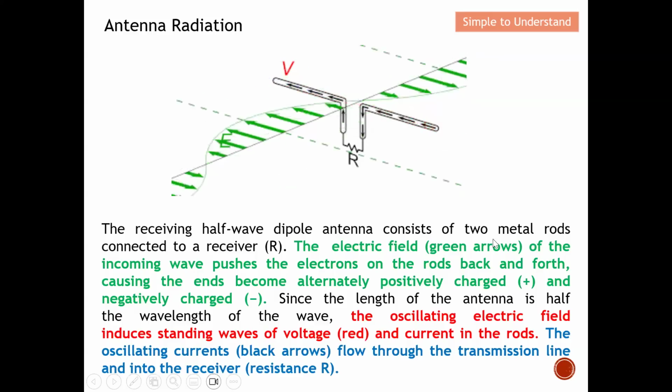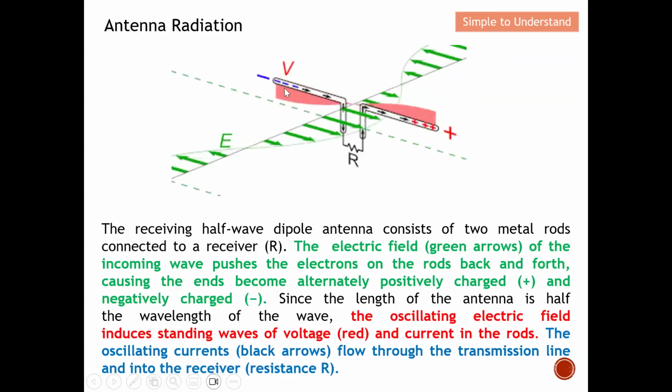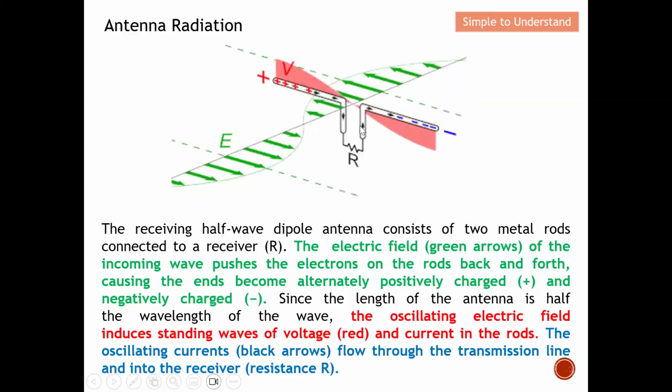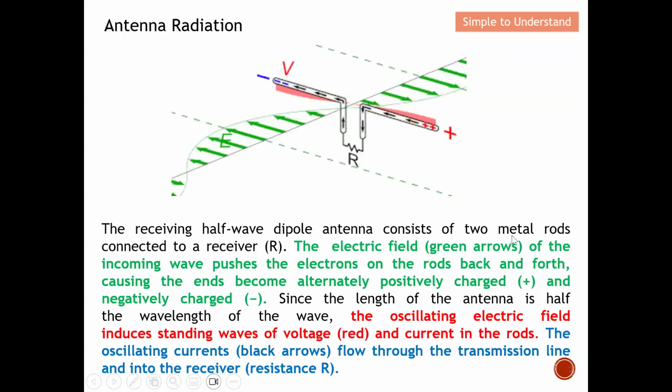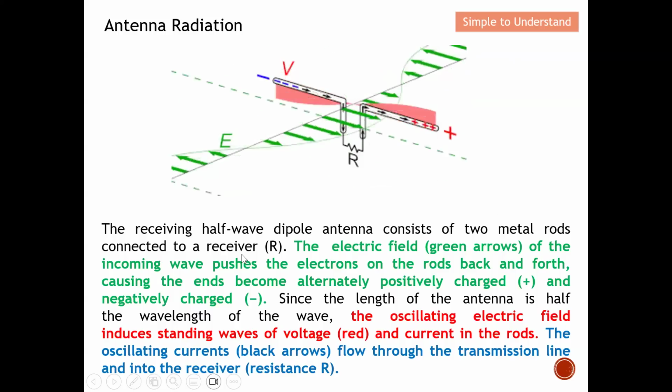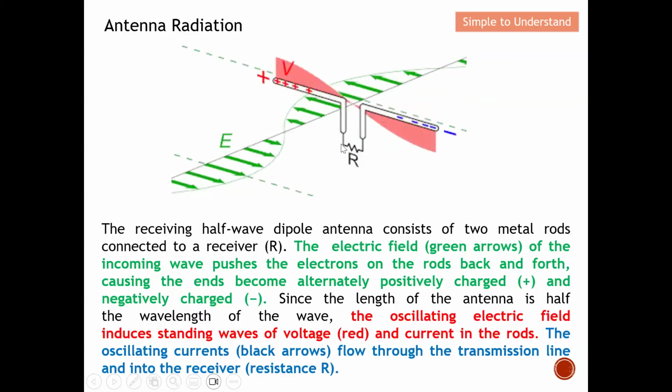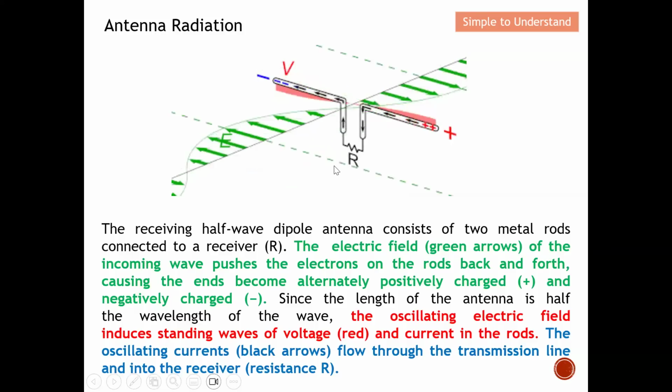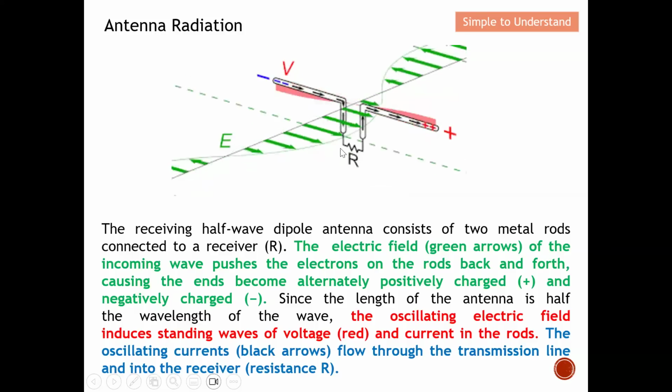Basically, it consists of two metal rods. You can see that this is one metal rod, and this is the second metal rod. They are connected to a receiver. Typically, this is a receiver diagram.